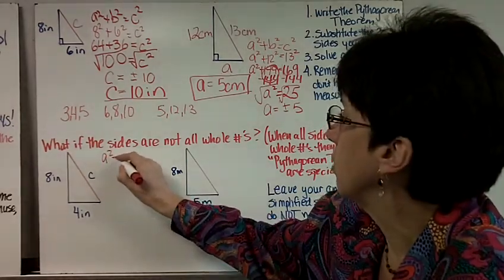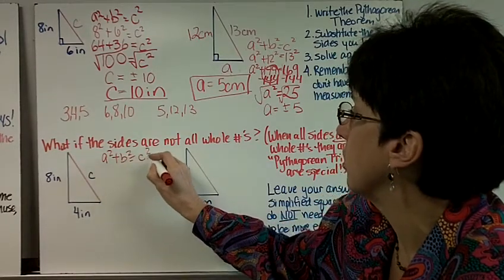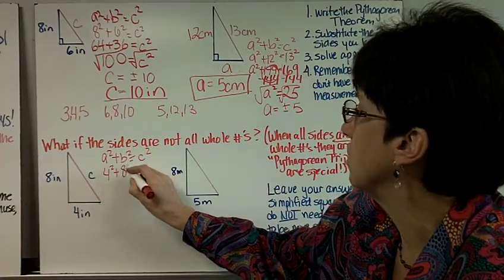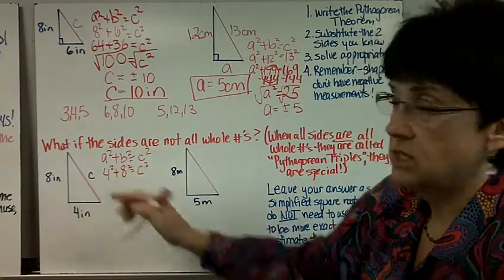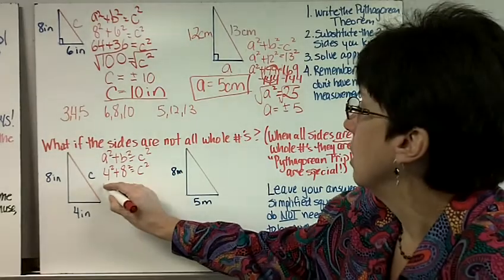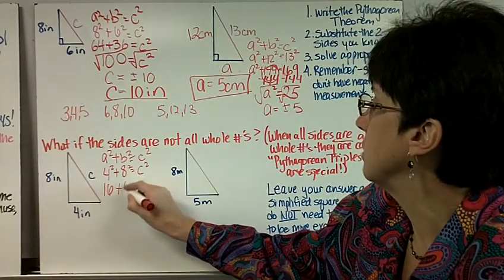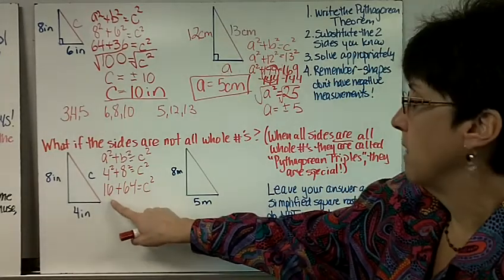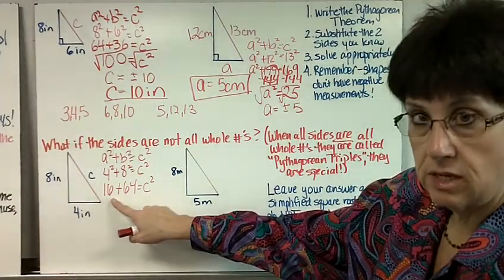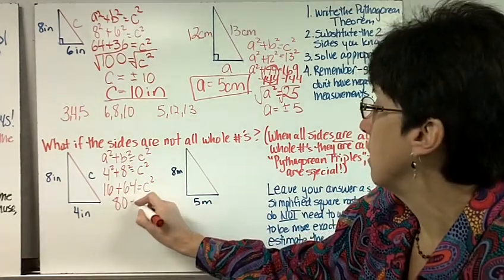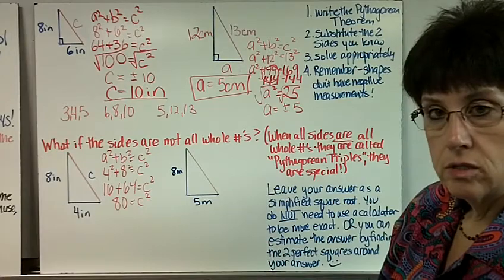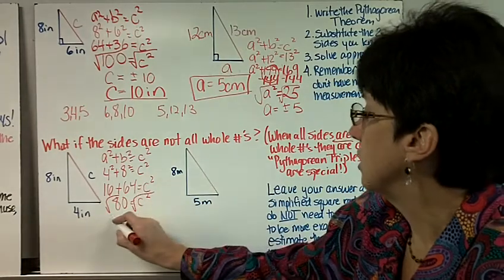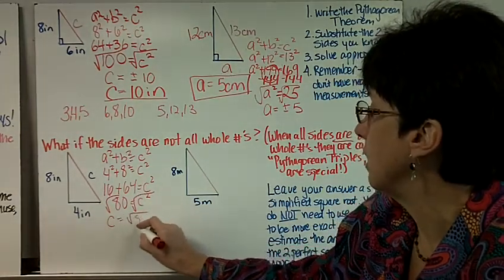So here we go. A squared plus b squared equals c squared. I always put the smaller number first. 4 squared plus 8 squared equals c squared, because in this case we're finding the hypotenuse. 4 times 4 is 16, 8 times 8 is 64, and then we have c squared. So 16 plus 64, 64 plus 6 is 70, plus 10 is 80, so 80 equals c squared. So to solve a square, you do the inverse, you take the square root, take the square root. So we could say c equals the square root of 80.